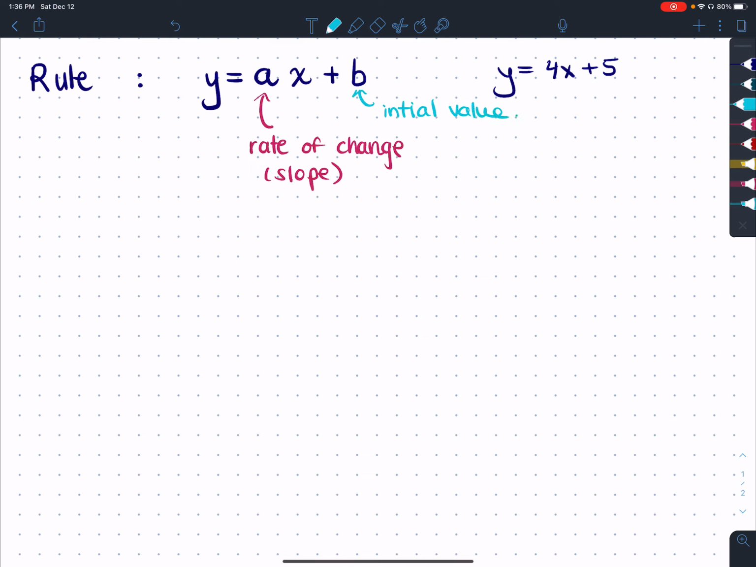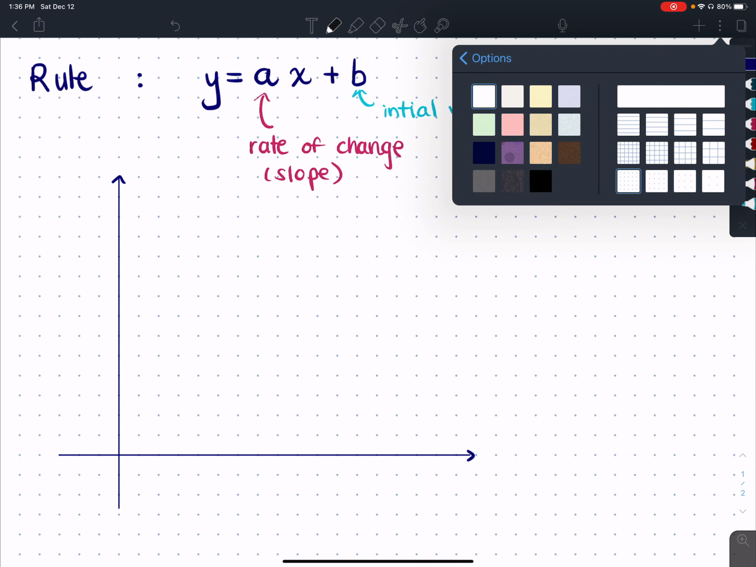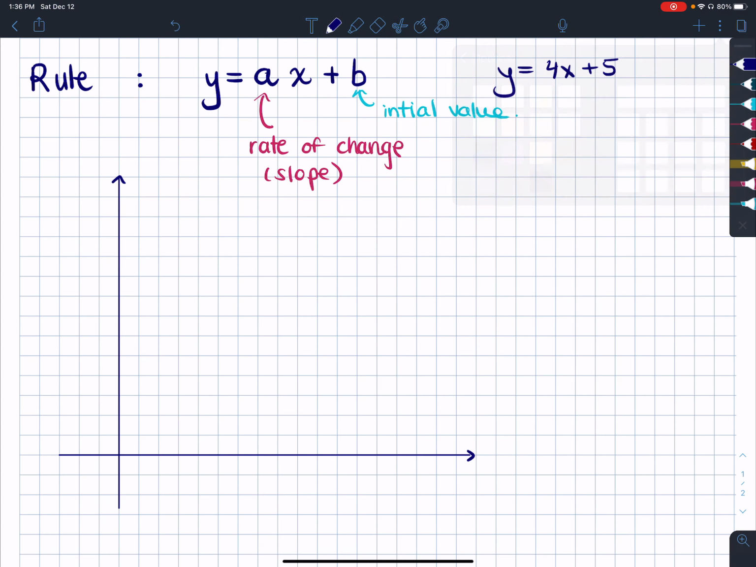So we'll take a look at this specific example, and we'll actually, do we want to leave it like that? Yeah, we'll leave it like that. Okay, so, oops, I meant to be writing. So here, let's make a nice little graph. And I'll change this to graph paper. It's a little bit nicer.